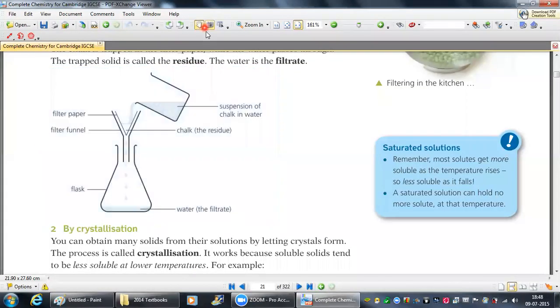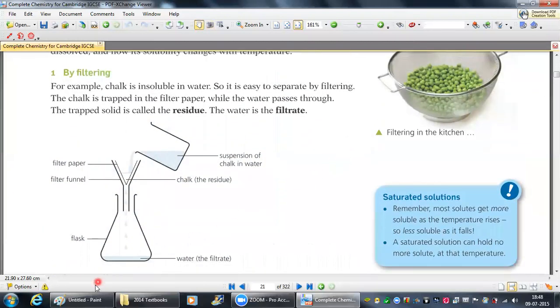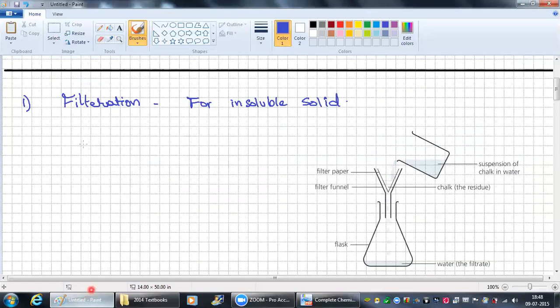Okay, so this is the method that is filtration. We'll just write this down.